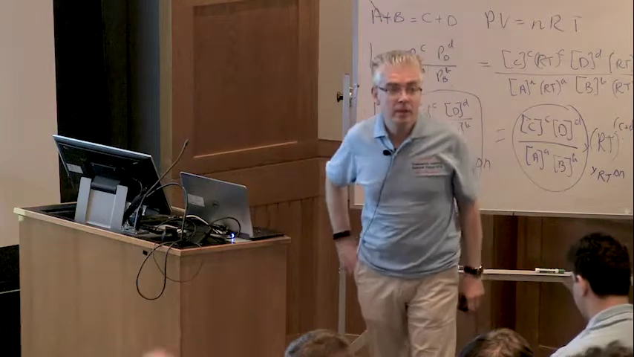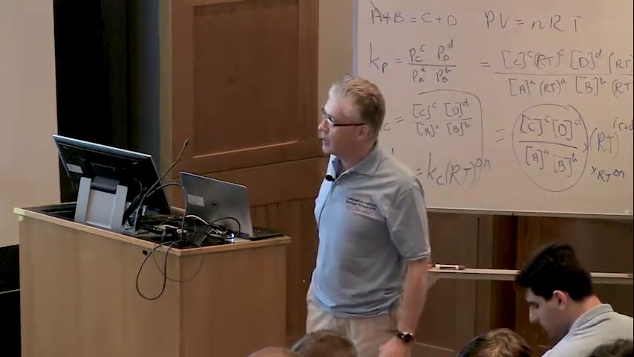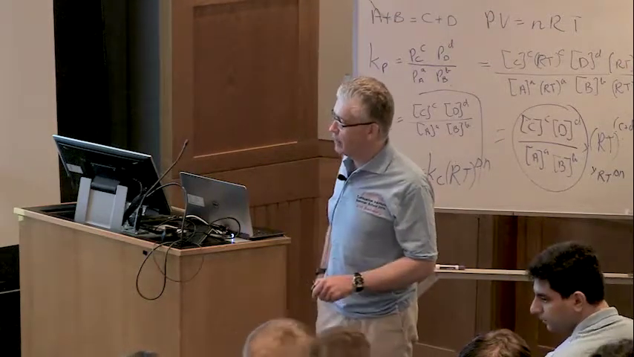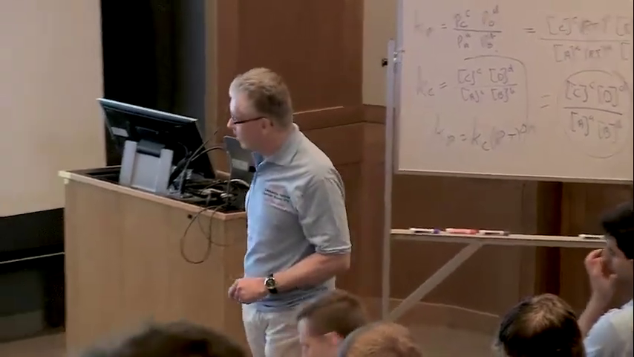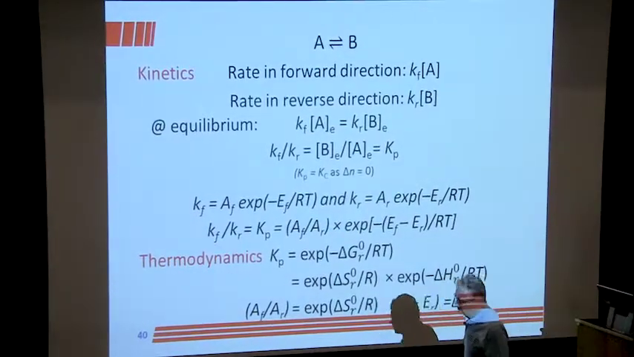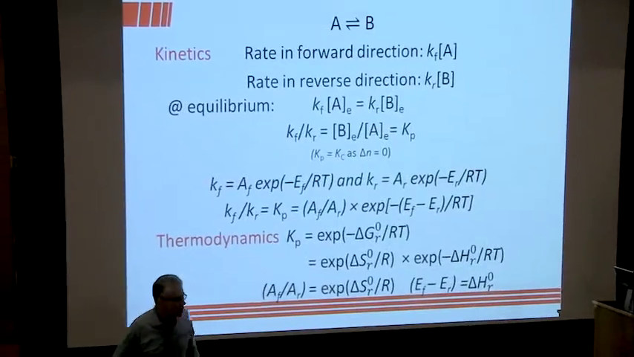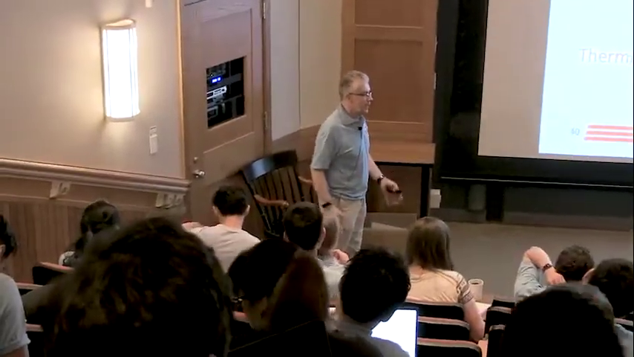Okay, so we just continue on. So let's apply what we just have here. So we have A forward over A reverse is the exponent of delta S over R, and E forward minus E reverse is delta H reaction. Okay, and so you can see now what I was talking about yesterday in terms of Gibbs free energy and kinetics, and the rate of my reaction crossing the room.